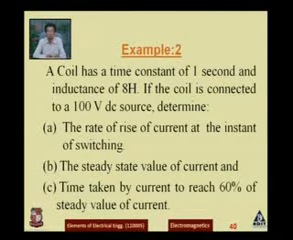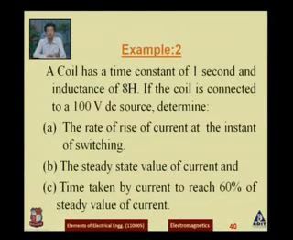Now, if we are connecting this coil with a 100 volt DC source, the current will flow, but how will the current increase? You have to find out the rate of rise of current at the instant of switching. If you connect R and L with a battery and switch on the battery, the current will flow. That means it will increase exponentially, so you have to find out how fast it will rise.